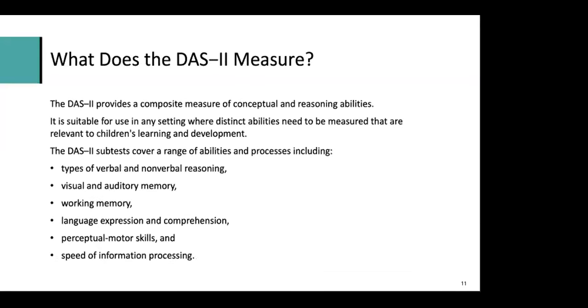Now, the goal of the DAS-2 is to measure a wide range of distinct cognitive abilities. The General Conceptual Ability, or GCA score, is a focus measure derived from only 6 subtests that are the best measures of complex conceptual abilities. Obviously, we know that individuals vary widely in their strengths and weaknesses, and the purpose of the DAS is to help identify these strengths and weaknesses. The measure covers ability and processes, including all of the ones listed here.